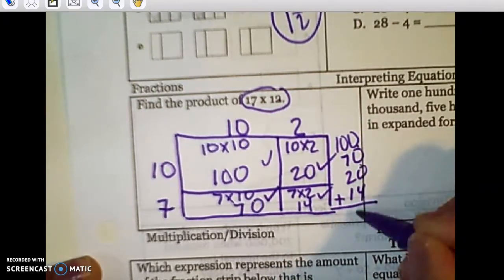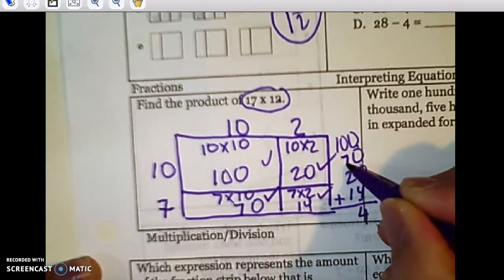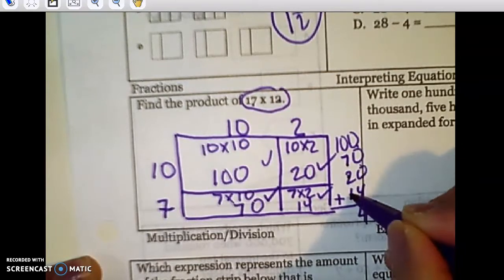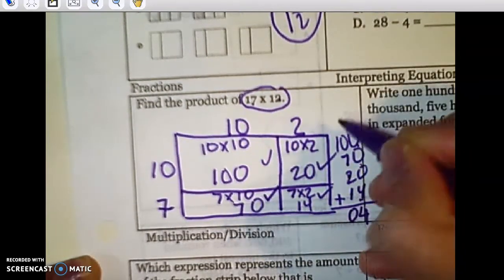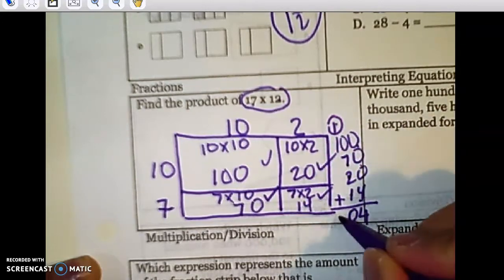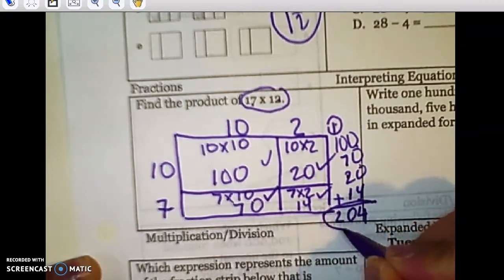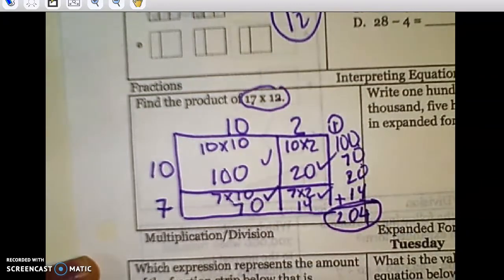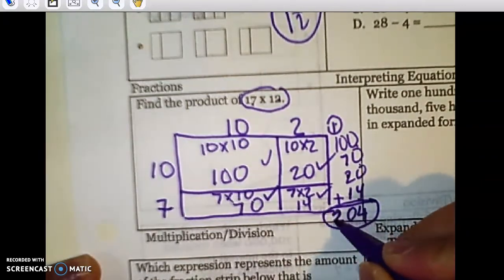0, 0, 0, and 4, 4. 7 plus 2 gives me 9, plus 1 gives me 10. Regroup the 1 over here, circle it so I don't have to add it. So 1 plus 1, 2. So our final product is 204. Okay, let's make that a little more clear. There we go.